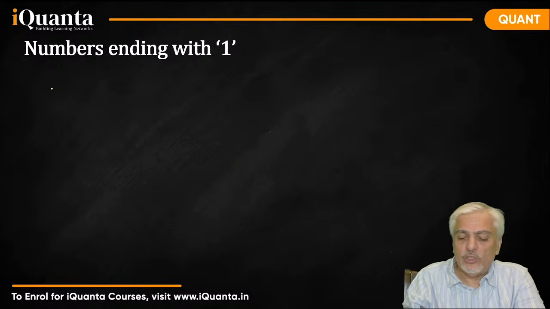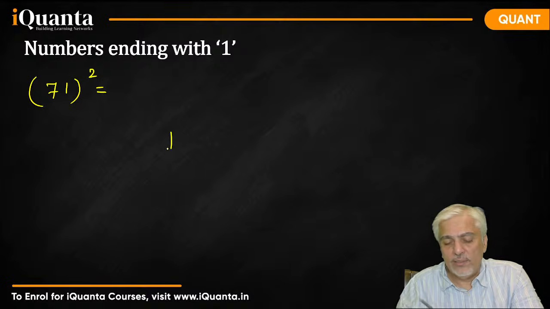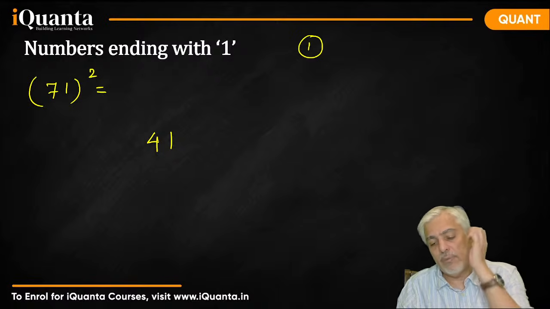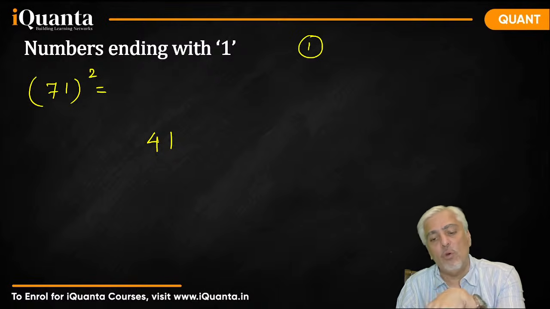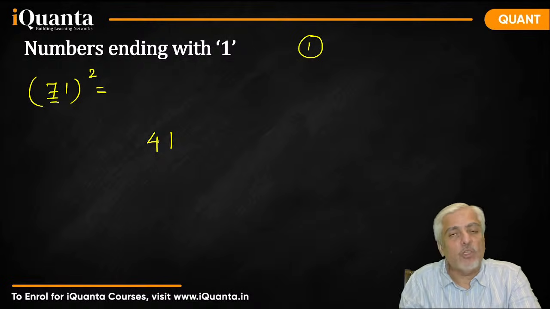Now, but when I do for 71, it will be a slight problem. 1 तो आएगा, no problem. What is double of 7? Double of 7 is 14. So you don't write 14, you write only 4 and you say 1 carry over. 7 square is 49. 49 plus this 1 carry over, 50.